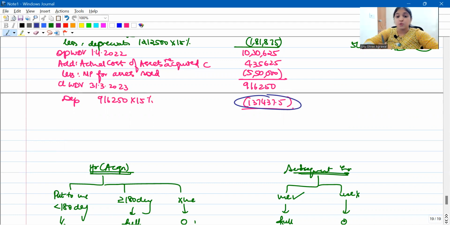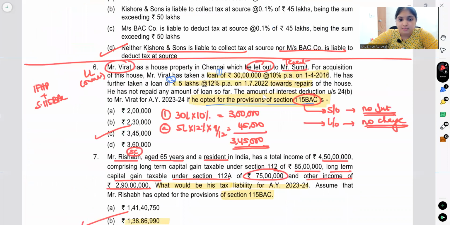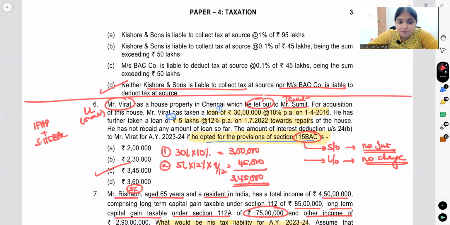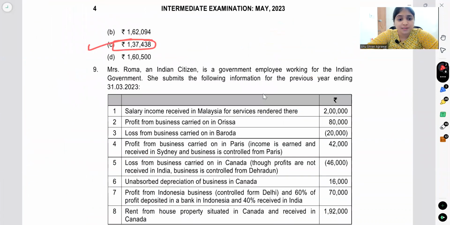All right, guys. So with this, I think we have come to an end to all the MCQs, TDS, TCS, 115BAC, and this depreciation question. I'm sure you've understood them all, but if you still have any doubts, you can always WhatsApp me. You'll find my contact details in the description box below. You can contact me and you can get your doubts clarified.